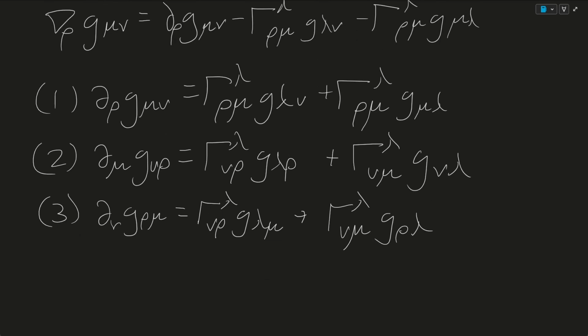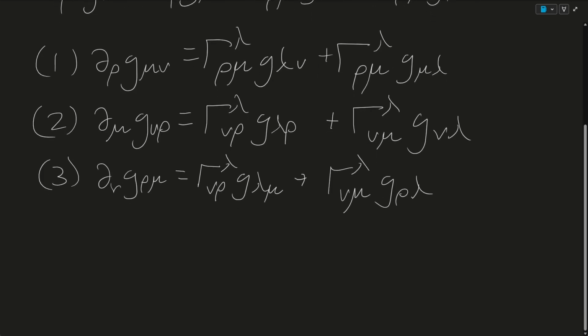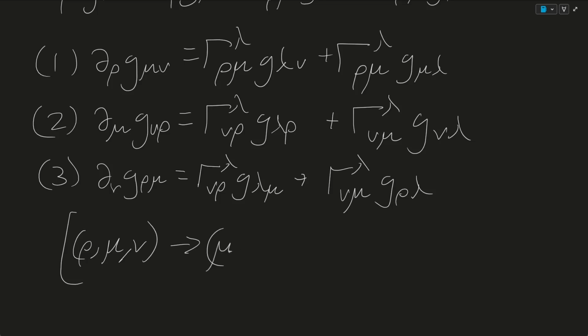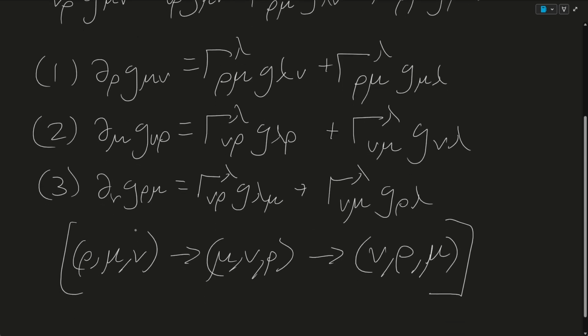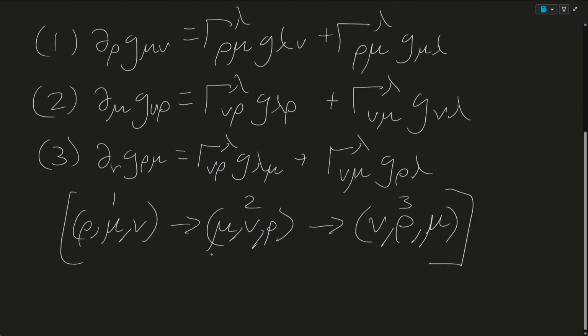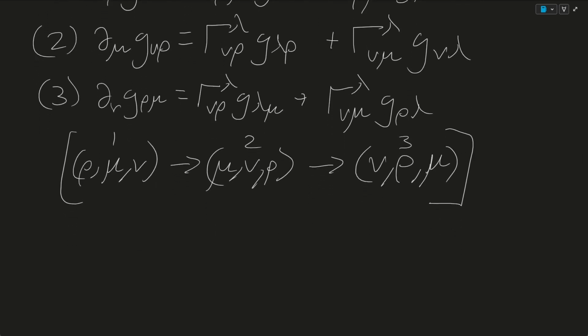What we've done there is, if I pop it in a big bracket at the bottom, rho mu nu has become mu nu rho has become nu rho mu. And that's what we've permutated between 1, 2, and 3. So that's 1, that's 2, and that's 3, just to make it ever so clear.